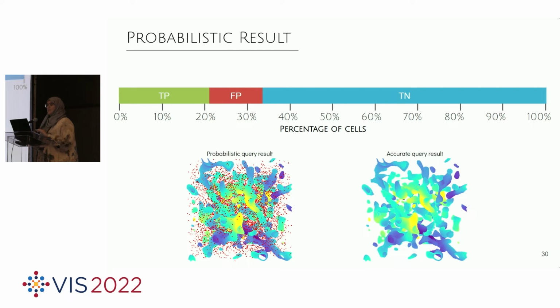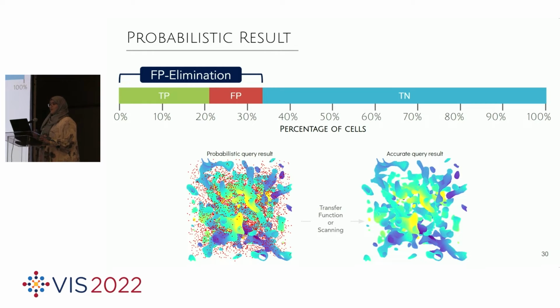So in order to get the accurate query result, we need to remove these red points by either using a transfer function that sets the opacity of these points to 0, or by using scanning. And by using scanning, we need to read all the set of accepted cells again and eliminate these false positives. So at this point, we can think of different optimizations that we can do.